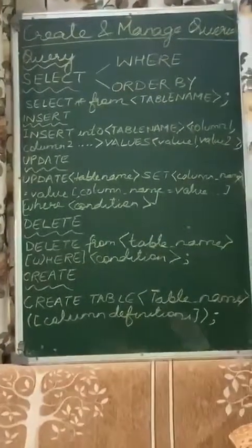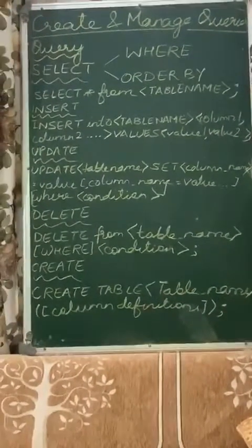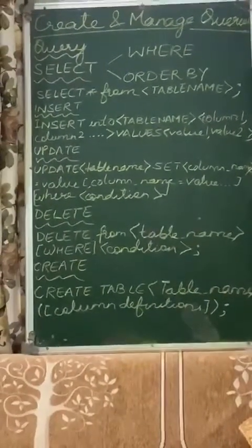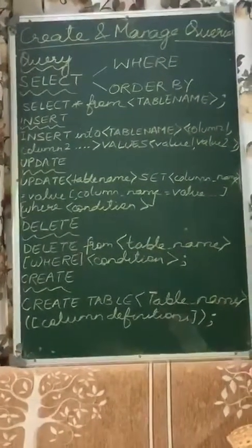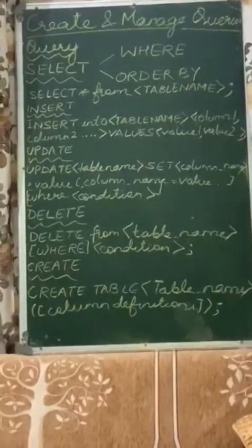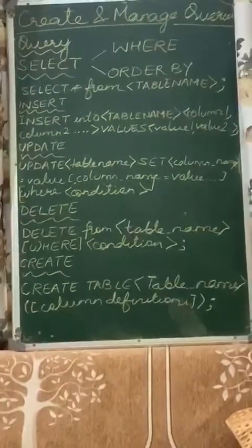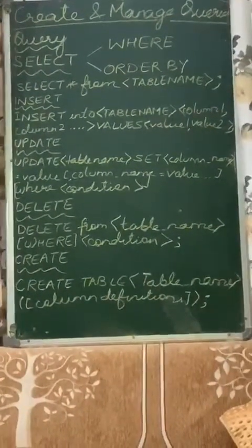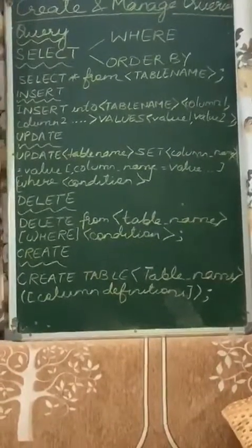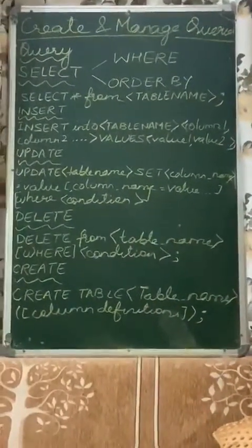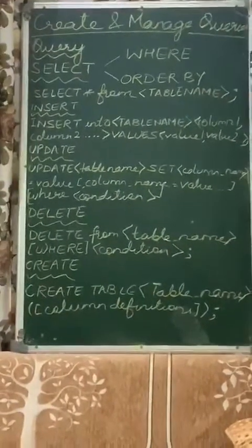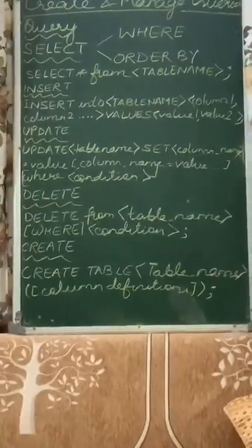Next one is your update statement. It is used for modifying the records in a database. The general syntax for the update statement is update, then you write the table name, then set column name, whatever value that column is having. You can set one or more values. So column name equal to value, and then you specify the where condition, and lastly you put a semicolon.